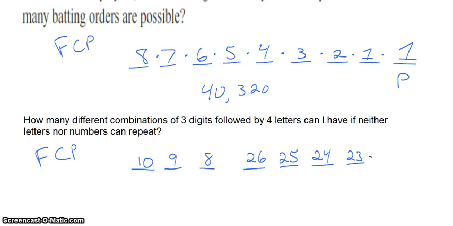So if I take all those numbers and multiply them, I get a fairly large number. Feel free to do it on your own calculator if you don't believe me. But I get 258,336,000 different ways that I can combine 3 digits followed by 4 letters if I can't have them repeat. If I could have them repeat, I'd have 10, 10, 10, 26, 26, 26, 26. So it all depends on whether or not you can repeat.